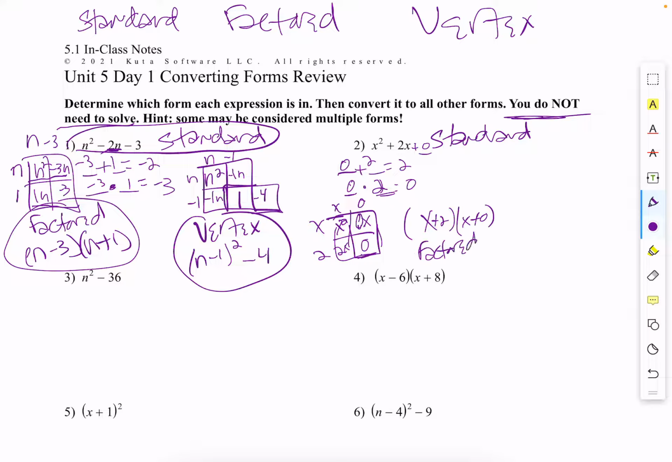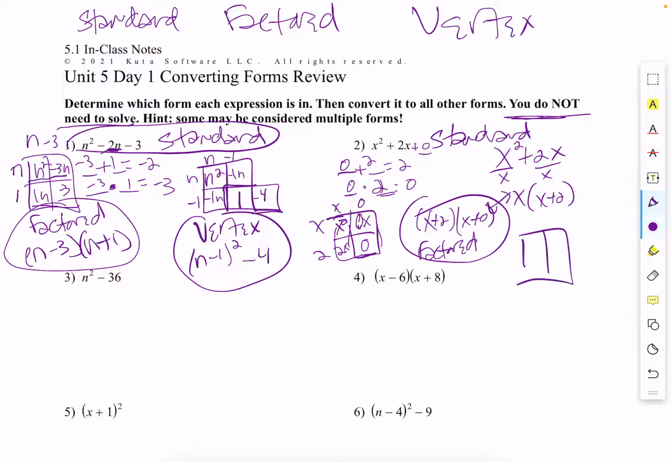Now there's a much easier way to get to that if you remember to take out a GCF first. You definitely do not need to do the box on this one. In that original form, if you've got x squared plus 2x, if you remember to take out your GCF first, which is x, then I'd be left with x times x plus 2. Notice that this is the same thing. Adding 0 doesn't change anything. So those are both the factored form.